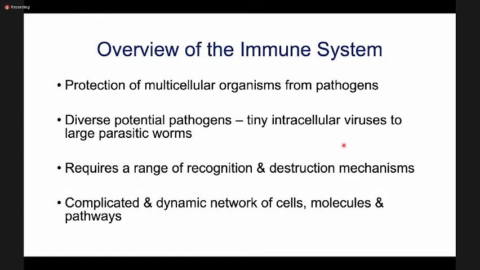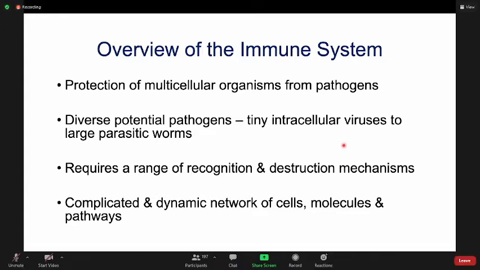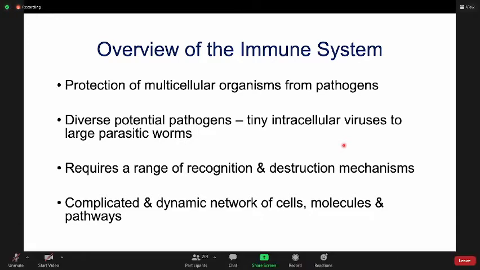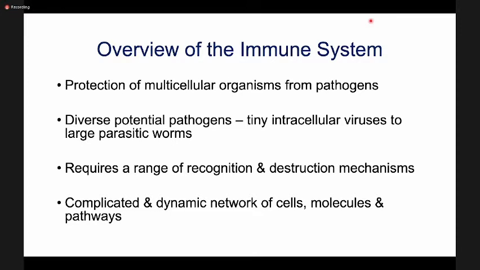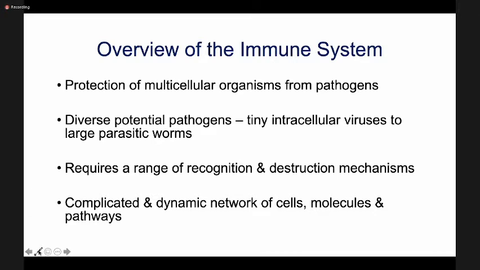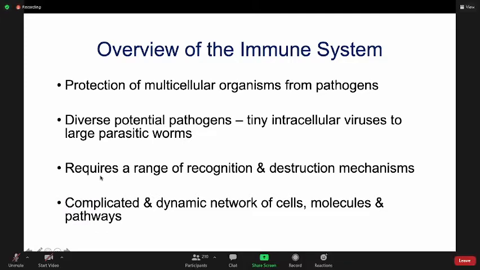So the function of the immune system is basically to protect the host, the multicellular organisms like the human being, from pathogens. And you'll see from your microbiology lectures that there's a diverse array of pathogens ranging from very small viruses, which cannot be seen with the naked eye, to large helminths or parasitic worms. And for us to be able to provide defense against this wide array of pathogens, our immune system needs to be able to recognize them and have different mechanisms of destroying them.